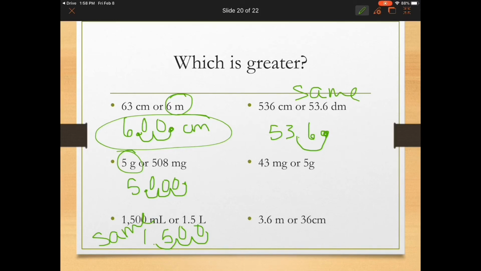All right, if you want to try these two, the last two on your own, go ahead. I'm not too worried about doing them.